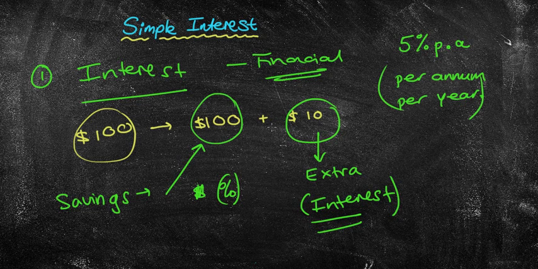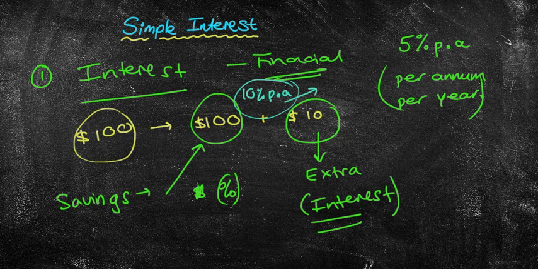So in this particular case, it wasn't 5%, because what percentage is $10 of $100? Hopefully you recognize that that's actually 10%. So in this case, when we lent our brother some money, we gave him an interest rate of 10% per annum, and that was over the entire year.